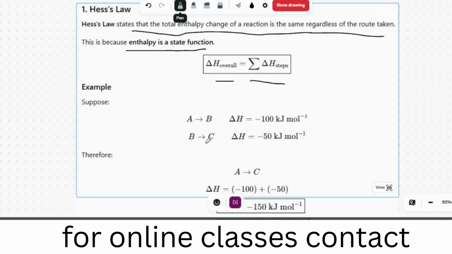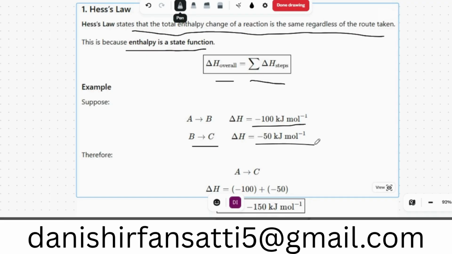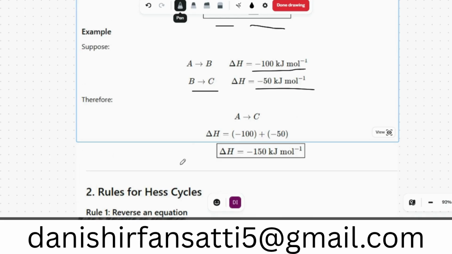Suppose that from A to B, delta H is minus 100 kilojoules. From B to C, delta H is minus 50 kilojoules. So from A to C, delta H would be the addition of both of them. Why? Because whether you take the path from A to B and then from B to C, or you take a path directly from A to C, the total delta H is minus 150 kilojoules.